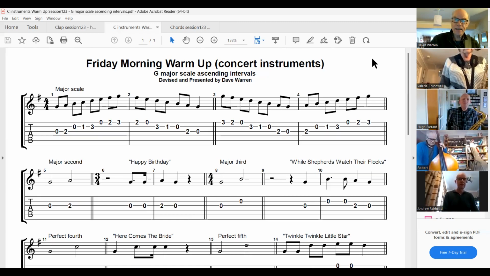Let's do the opposite now. Let's do descending followed by ascending. So there's bars 3 and 4 on your sheet, on the top line. After 4, 1, 2, 3, 4. And again, 1, 2, 3, 4.